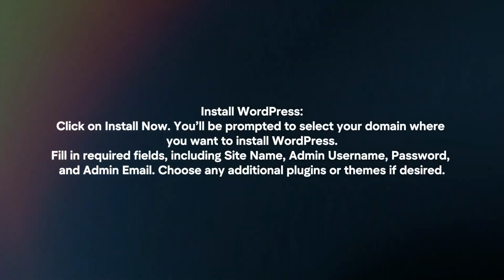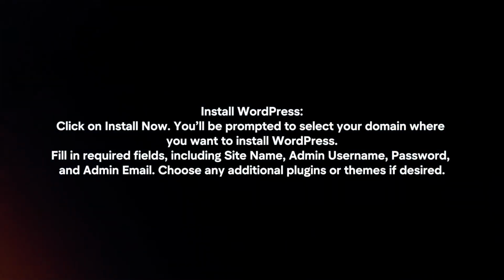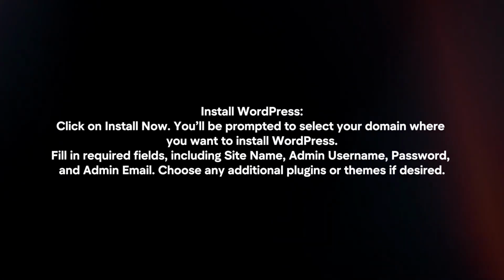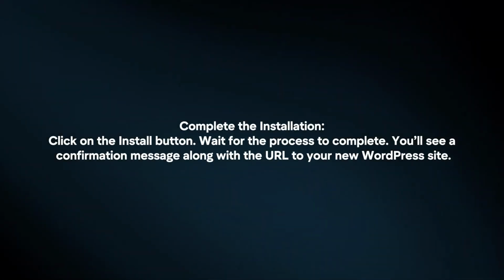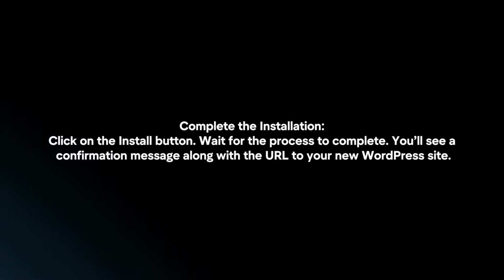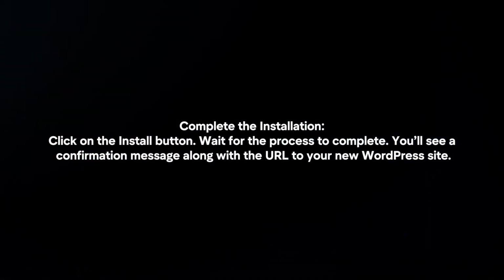Fill in required fields, including site name, admin username, password, and admin email. Choose any additional plugins or themes if desired. Complete the installation. Click on the Install button. Wait for the process to complete. You will see a confirmation message along with the URL to your new WordPress site.